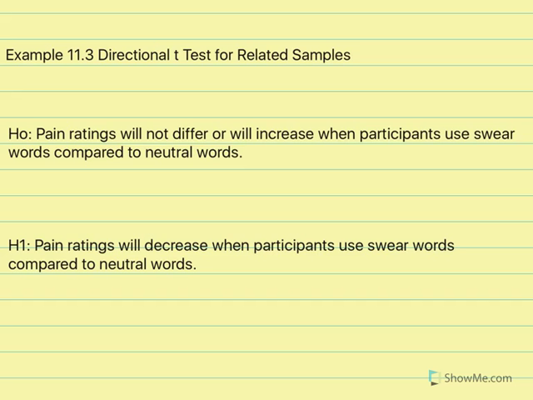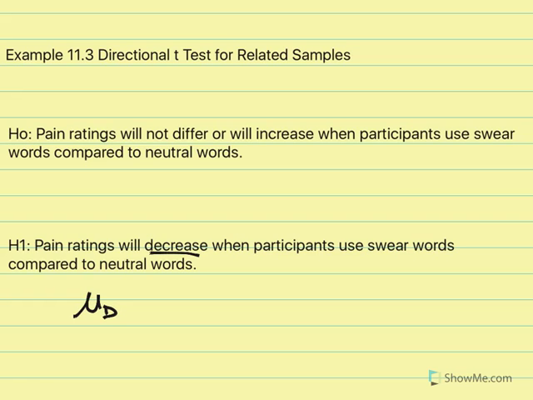So again, using the data that was presented in 11.1, the null hypothesis would state the following. Pain ratings will not differ or will increase when participants use swear words compared to neutral words. And the alternative or research hypothesis states that the pain ratings will decrease when participants use swear words compared to neutral words. I always find it easier to write the notation for the alternative or research hypothesis first because that's the direction that I'm focused on.